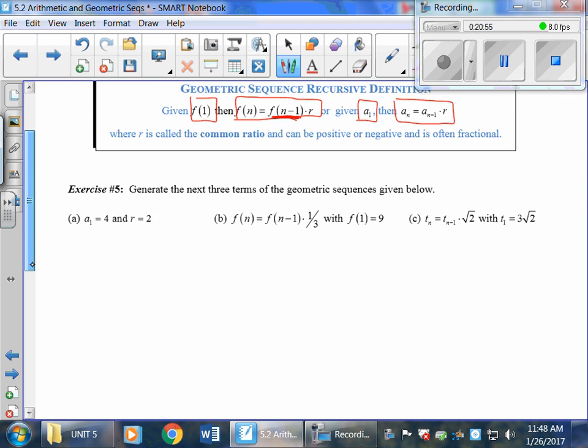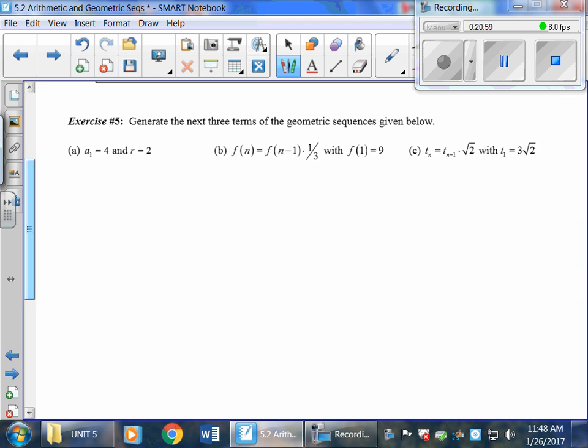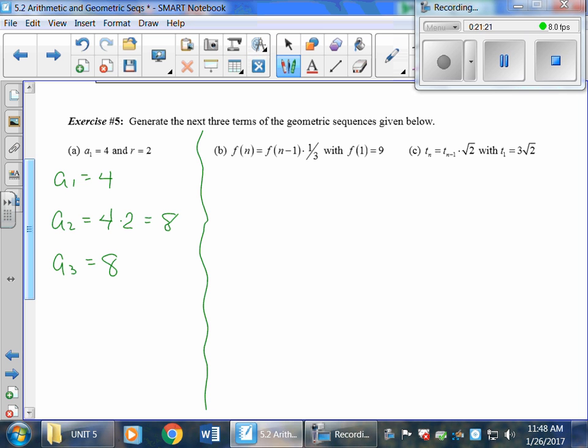So exercise 5 says generate the next 3 terms of the geometric sequences below. So let's take a look at these. We know that a sub 1 is equal to 4. In this first example, they're just telling you the common ratio is 2. So I know that the second term has to be the previous term times 2, which is 8. The third term is the previous term times 2, which is 16.